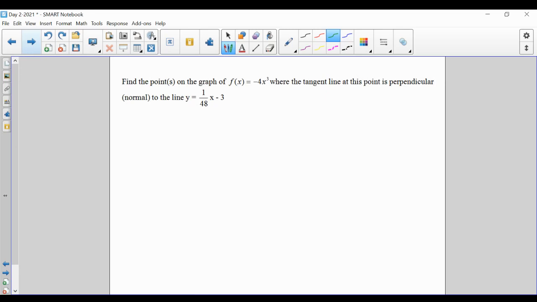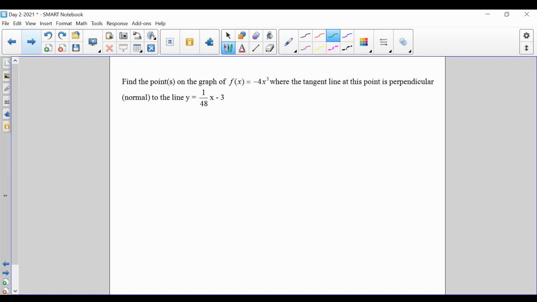All right, this is a more challenging question. But what I've found is that my class is more than equal to the task. Let's read this through and see if we can make some head or tail of it. Find a point or points, in other words, there could be more than one, on the graph of f of x equals minus 4x cubed, where the tangent line at this point is perpendicular, so the normal, we talked about the normal before, to the line y equals 1 over 48x minus 3.